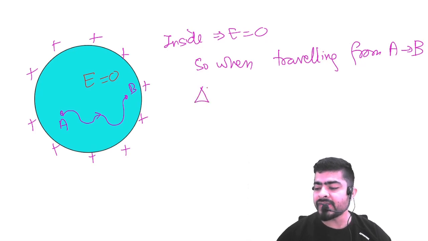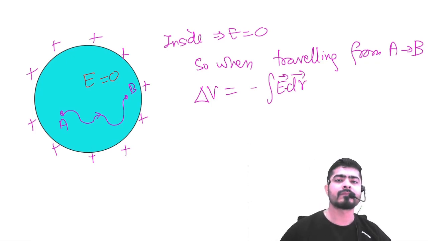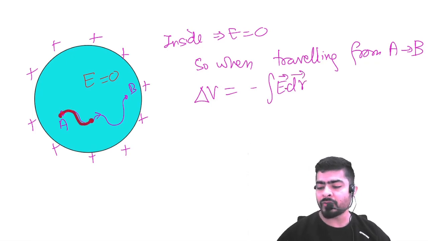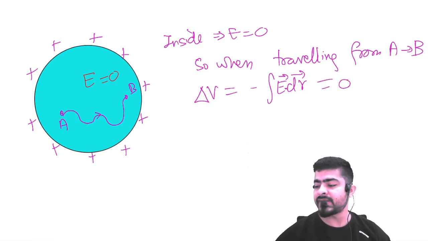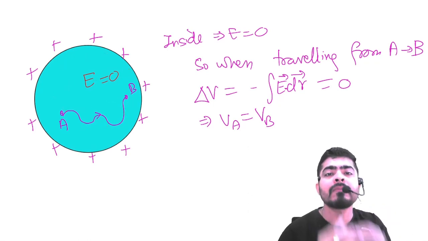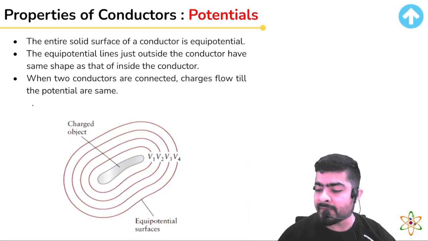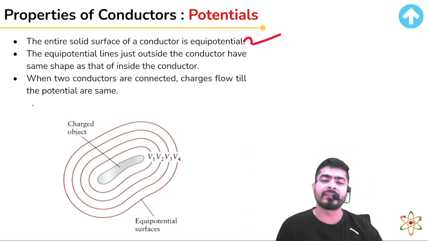delta V, change in potential will be how much? Minus integration E dr. But as I follow this path, electric field is always 0. So change in potential is 0. Delta V is 0. That means what? VA equal to VB. So every point of the conductor has same potential. That's why we say that the conductor is equipotential. Is that clear? Alright.